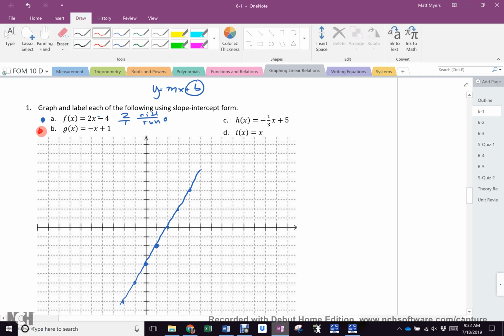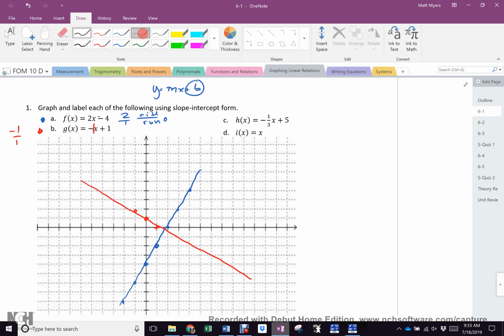Where do I put the red dot for the g of x? Up to 1. What's my slope? What's the number that I don't write as a coefficient? 1. So this is really negative 1, right? Which is really negative 1 over 1, right? So how do I do that? Down 1 and right 1. Or up 1 and left 1. And then I connect the line. Easy peasy lemon squeezy, yeah?